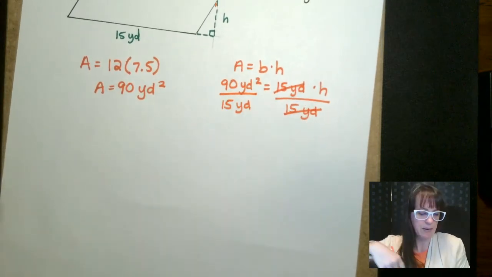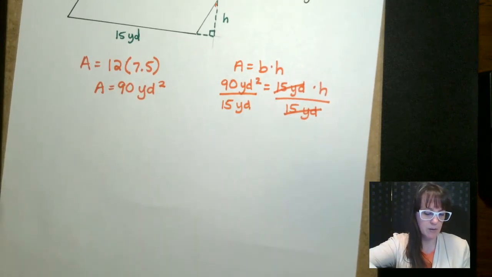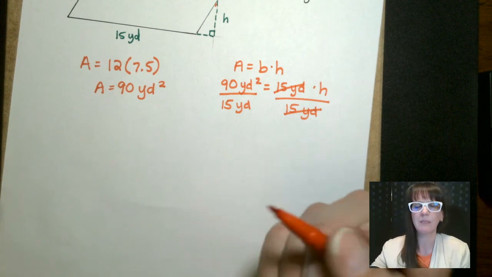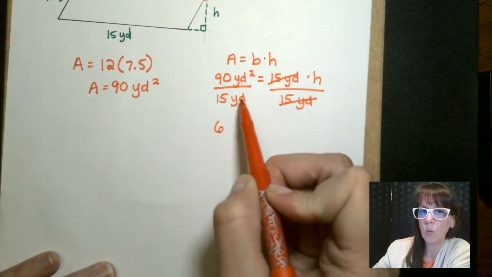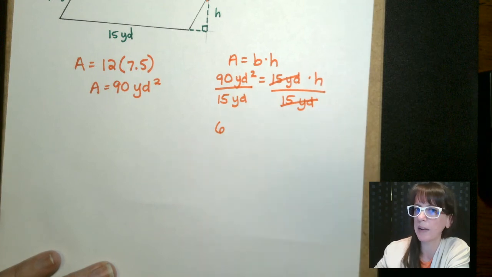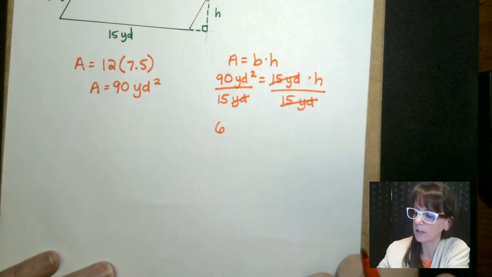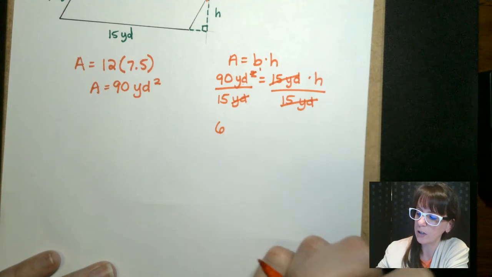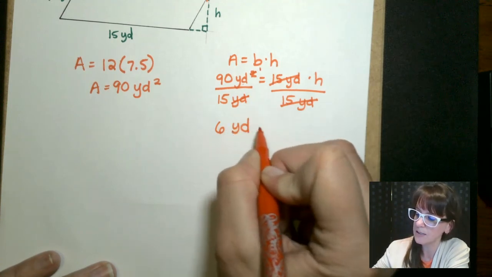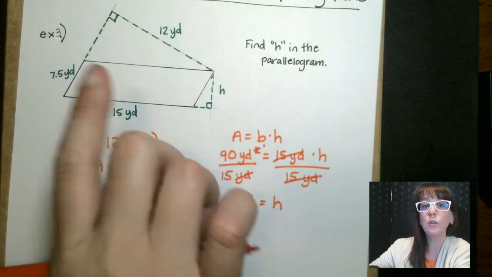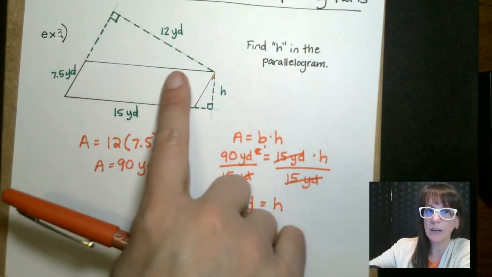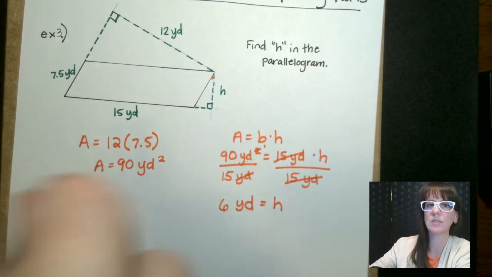So 90 divided by 15, let's take care of that. We end up with 6. Why did I not know that? 6. And then we have yards squared and we have yards. Remember your rules of exponents. Get rid of this 1 yard and that leaves you with just 1 yard upstairs. So we have 6 yards equals h. So kablam, you found the area of the parallelogram and then worked backwards to find the height.